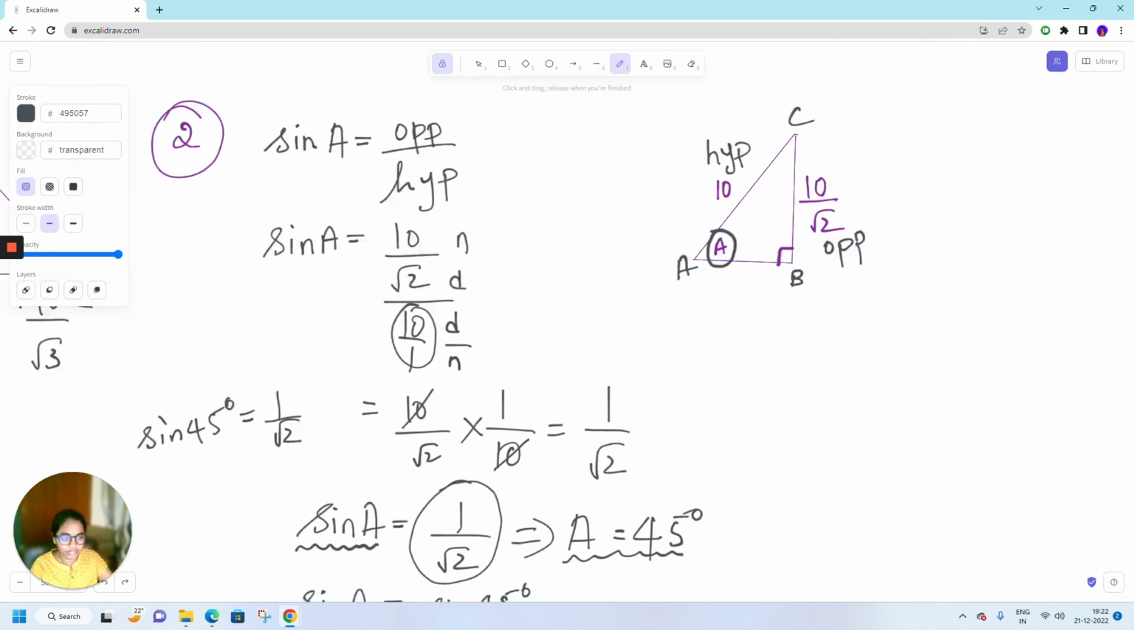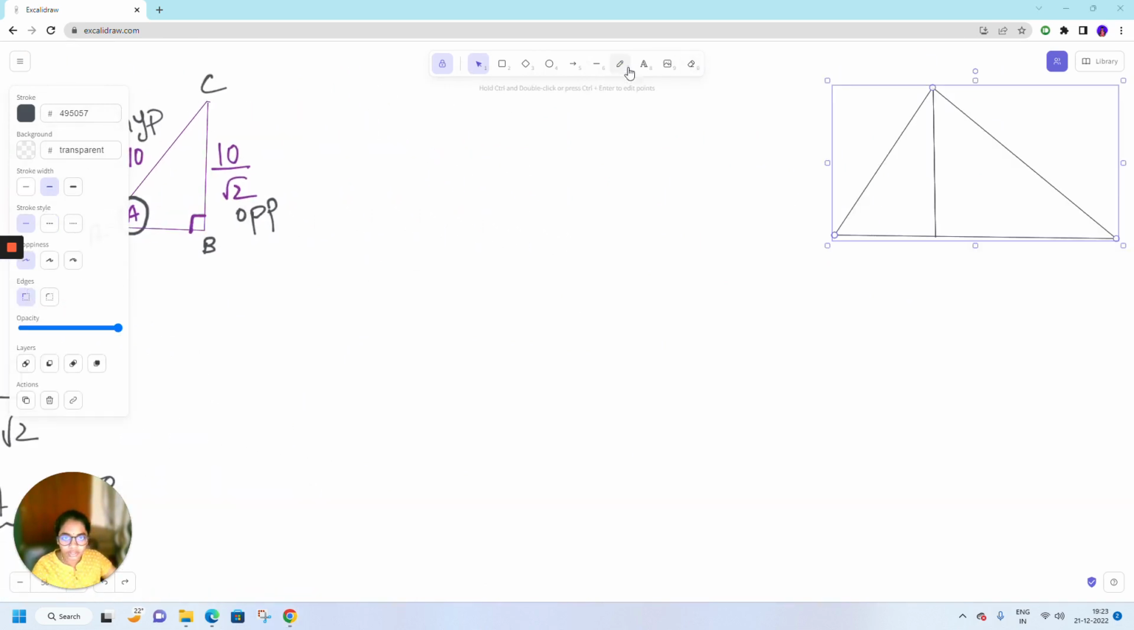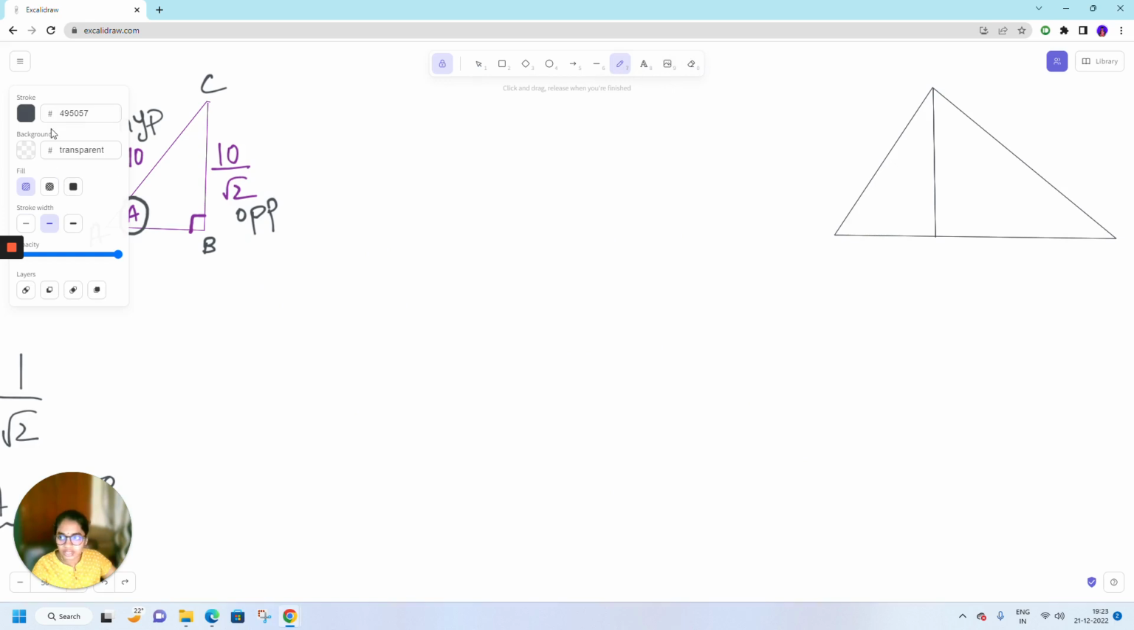Now moving on to our next question. As you can see, there is a triangle given. They are saying this is 20, the value of this is 20 and the value of this is 30. This is 60 degree. They are asking us to find angle X. Take this as 90 degree.